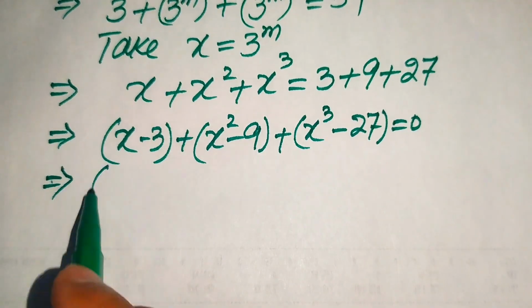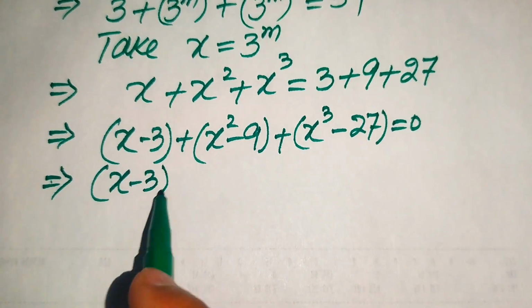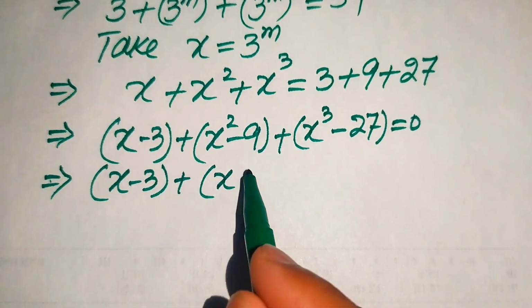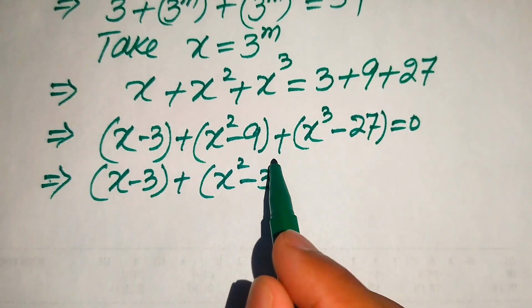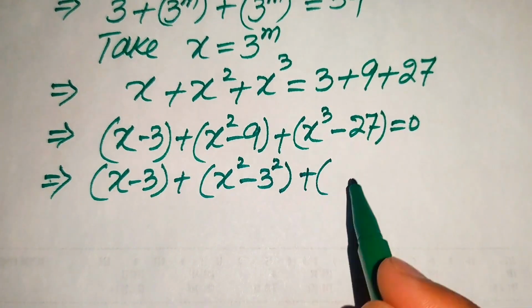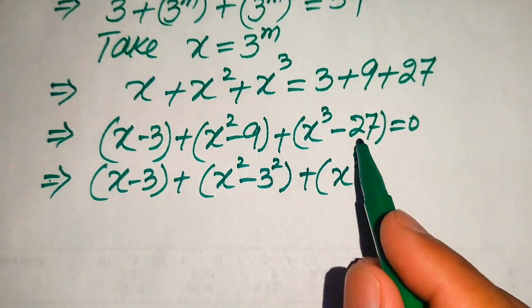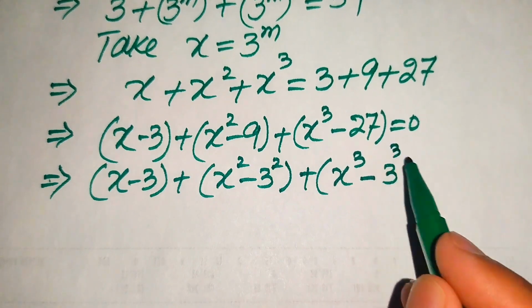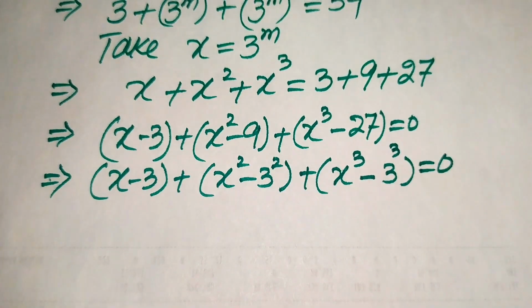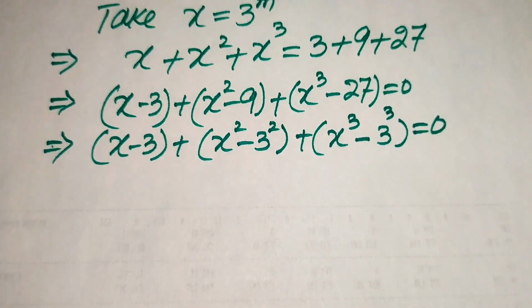Now in the next step we rewrite this equation as x minus 3 plus x squared minus 9, where we write 9 as 3 squared, plus x cubed minus 27, where we write 27 as 3 cubed, and this whole equation equals 0.